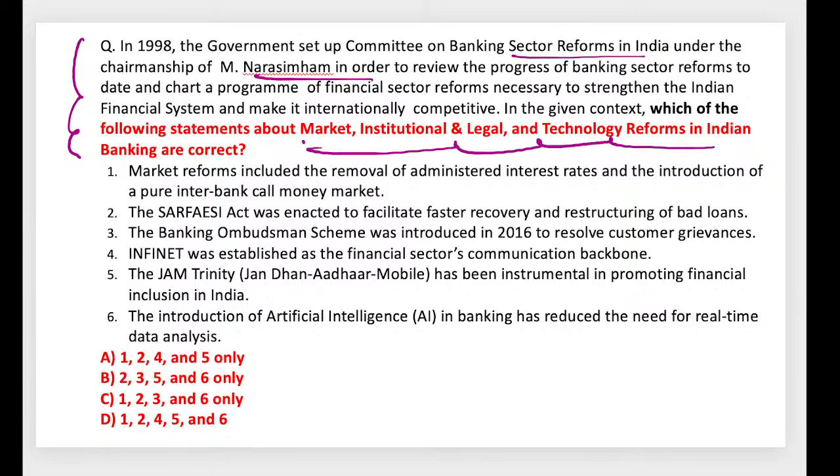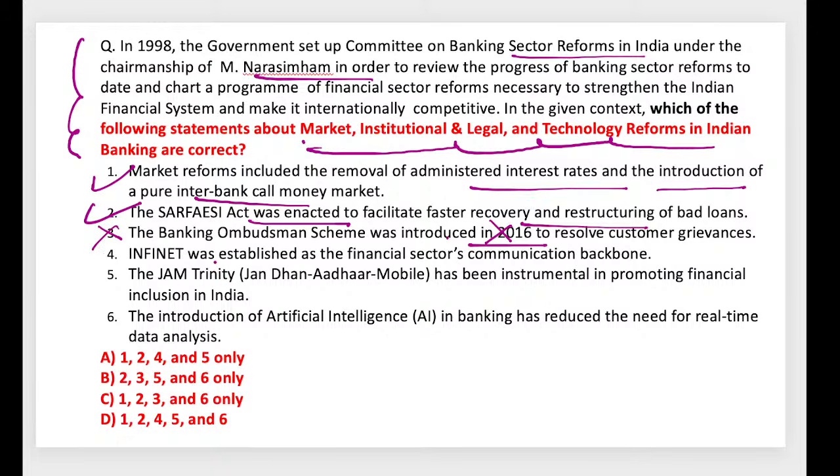Okay, D, most people are saying D. Anita ma'am, Manjunath sir, Indra ma'am, Muthu Kumar sir. Okay, let's discuss. The first statement: market reforms included removal of administered interest rates and introduction of a pure interbank call money market rate. This happened. True. SARFAESI Act enacted to facilitate faster recovery and restructuring of bad loans, 2002, 100% true. Third statement, banking ombudsman scheme was introduced in 2000. No, it is 1995. The first time we came up with the banking ombudsman was 1995, and the scheme was 2006. Banking Ombudsman Scheme 2006. So this is wrong.